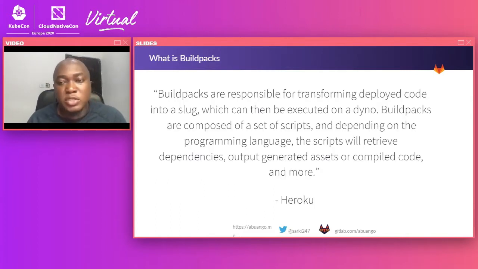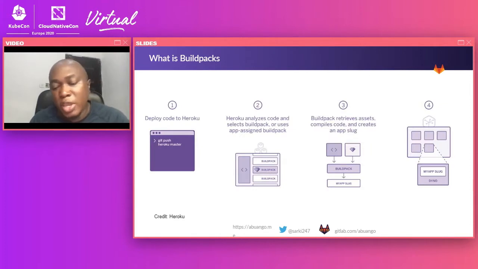First, what are Buildpacks? Buildpacks are basically used to convert code to compiled code or any generated asset. They can automatically detect what the code is, in which language it's written, and get the necessary dependencies and binaries required to compile it. This was first initiated by Heroku.